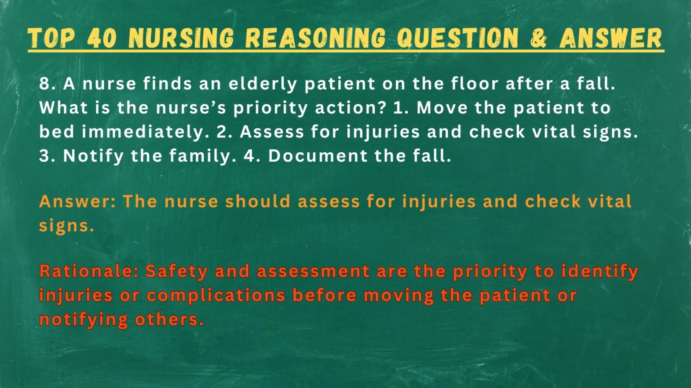8. A nurse finds an elderly patient on the floor after a fall. What is the nurse's priority action? 1. Move the patient to bed immediately. 2. Assess for injuries and check vital signs. 3. Notify the family. 4. Document the fall.